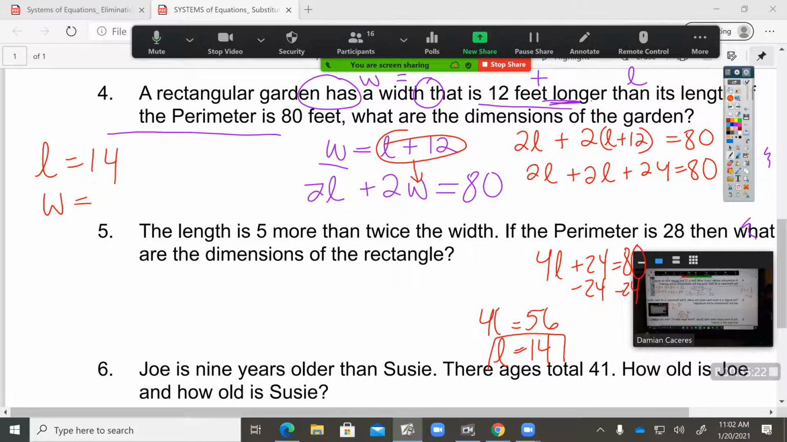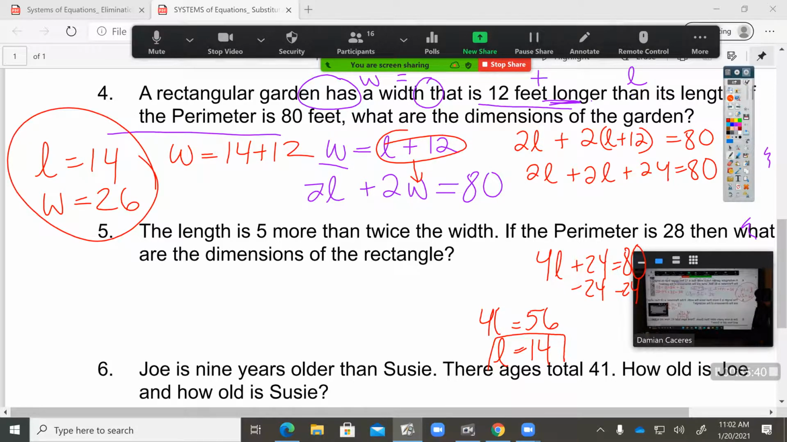We're still missing the width. How do you find the width? By plugging in 14 for L in any of those equations. So if we plug it into the top one, W equals 14 plus 12. That's 26. Make sure you copy it down.